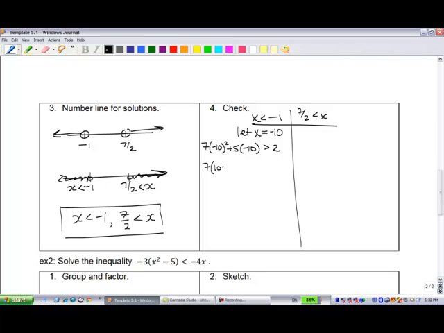-10 squared is positive 100 minus 50. Is that greater than 2? Is 700 minus 50 greater than 2? And is 650 greater than 2? Yeah, you bet that is. So that's probably an appropriate answer.